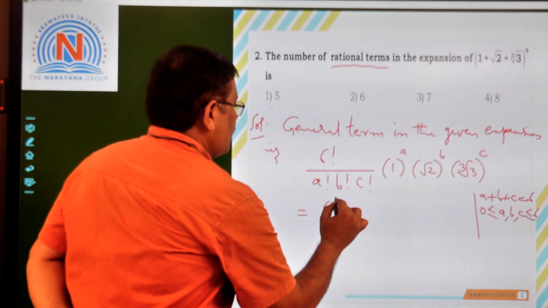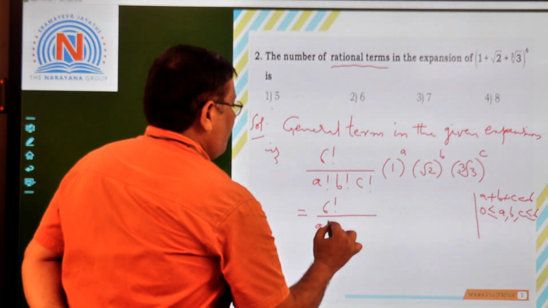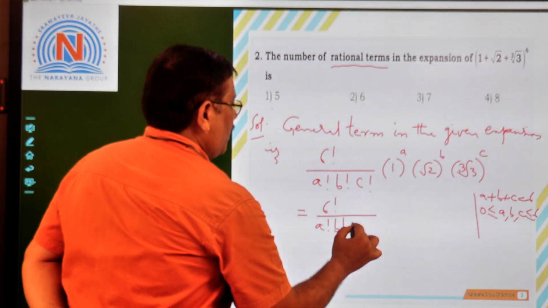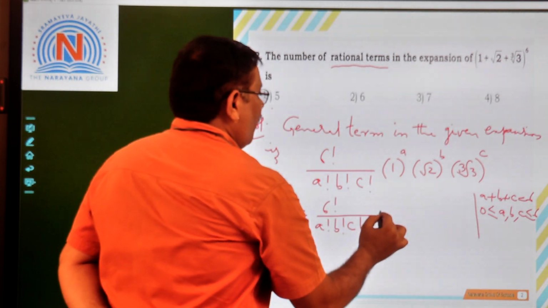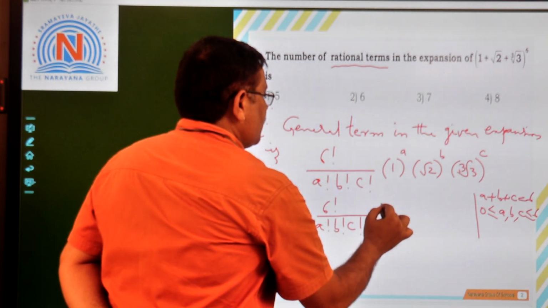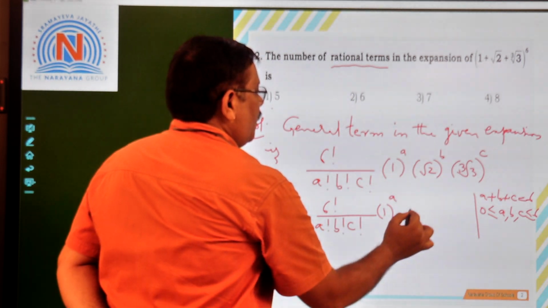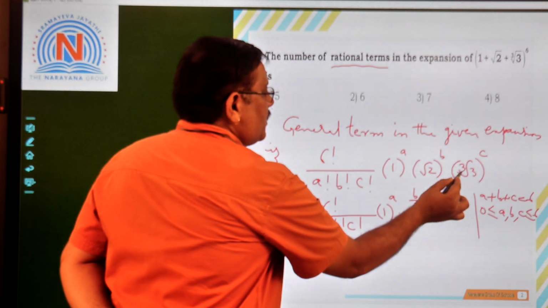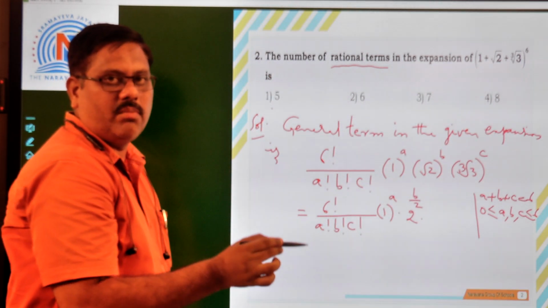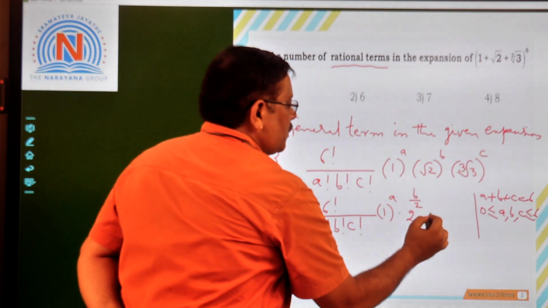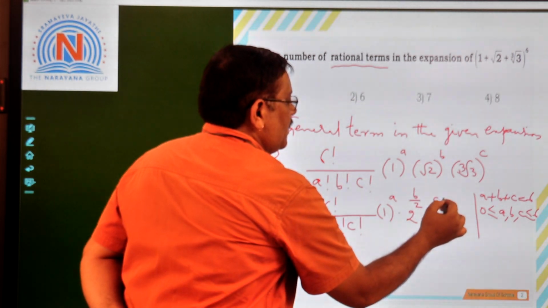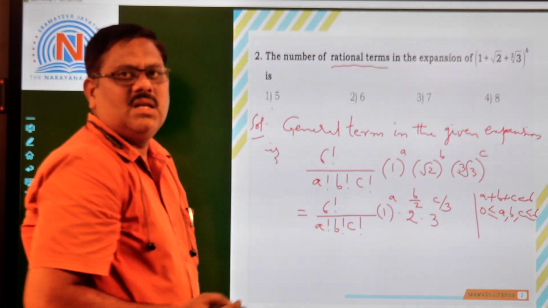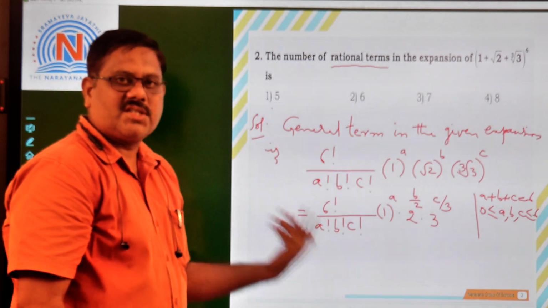This is otherwise 6 factorial by a factorial into b factorial into c factorial into 1 power a. Anyway we can neglect that, but still let us write 1 power a into 2 to the power of b by 2 into 3 power 1 by 3. Cube root 3 is 3 power 1 by 3. So 3 power 1 by 3 whole power c is 3 to the power of c by 3. Now the point is we have to get a rational term.